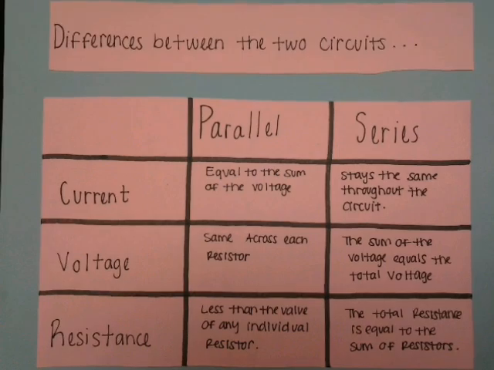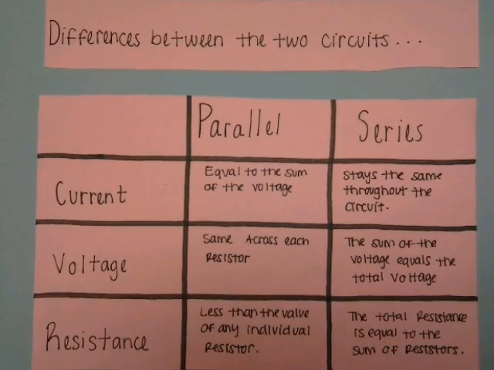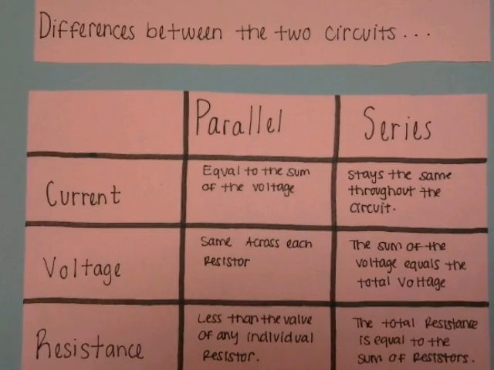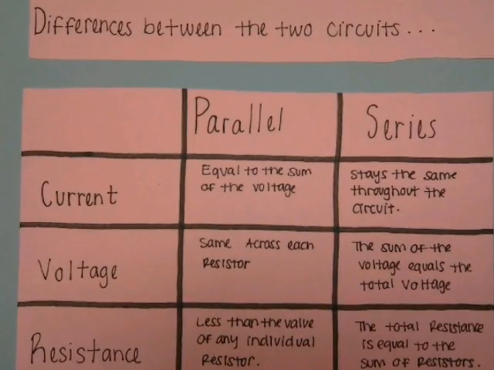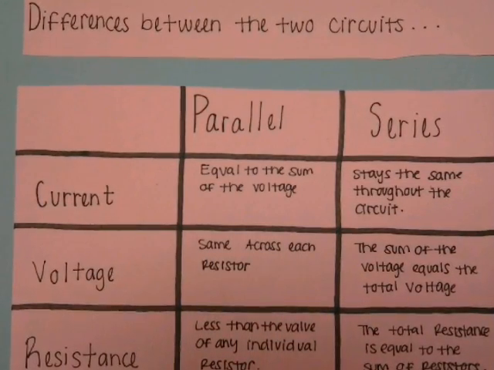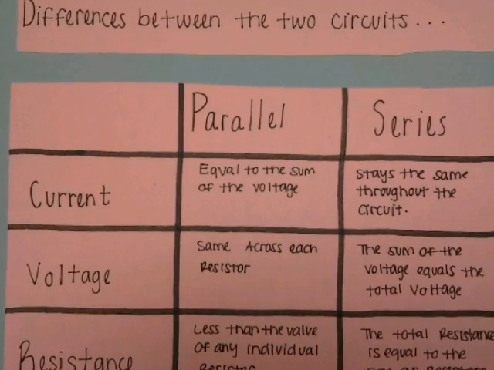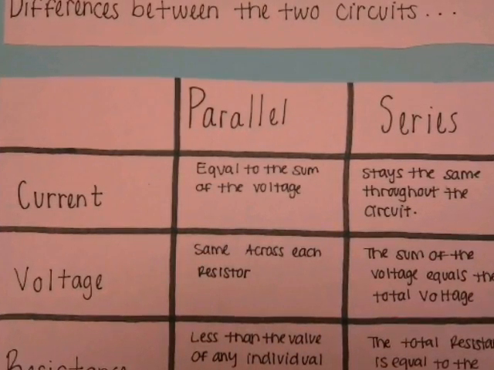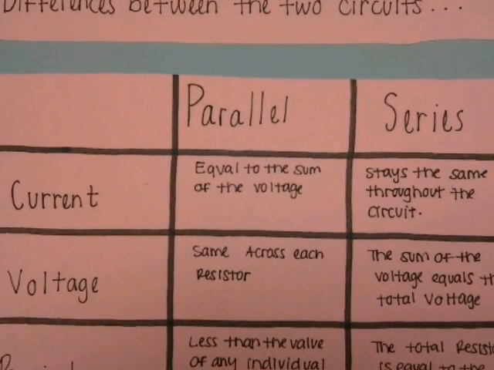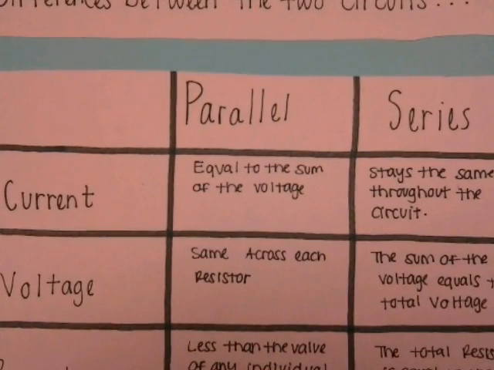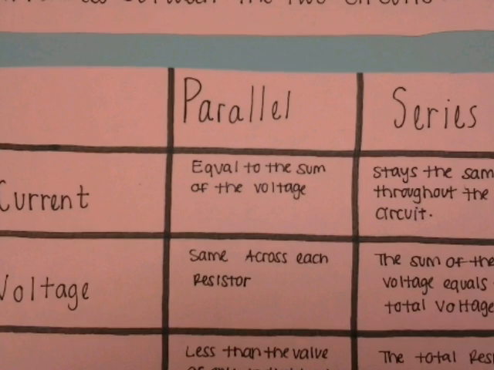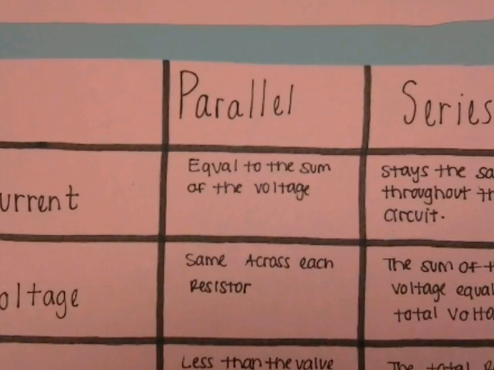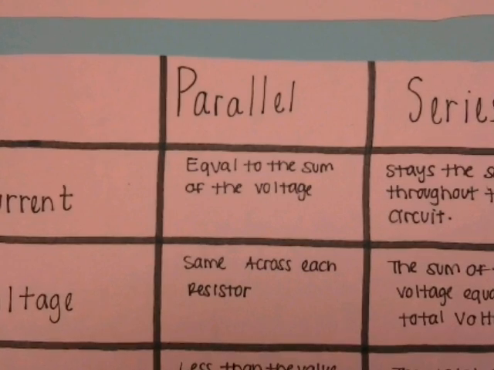For parallel circuits, the current is equal to the sum of the currents in the branches, whereas for a series circuit, the current stays the same throughout the entire circuit. The voltage in a parallel circuit stays the same across each resistor, while in a series circuit, the sum of the voltage drop across the resistor is equal to the total voltage drop. As far as resistance, in a series circuit, the equivalent resistance is equal to the sum of the individual resistors, while in a parallel circuit, the equivalent resistance is less than the value of any individual resistor.